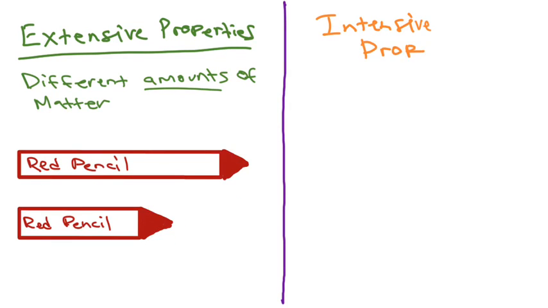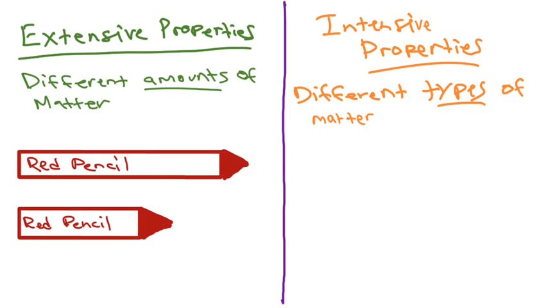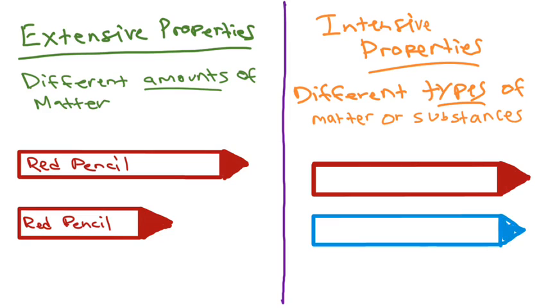So now let's look at intensive properties. Well, these depend on the types of matter that you're comparing. So how do we draw a picture of that? Well, let's make it really simple. Red pen, blue pen, or red color pencil, blue color pencil. Same length, same mass, same company even, but the properties are different. A red pencil doesn't draw on blue, blue doesn't draw on red. They're inherently or intensively different. So this is a good example of a comparative chart.